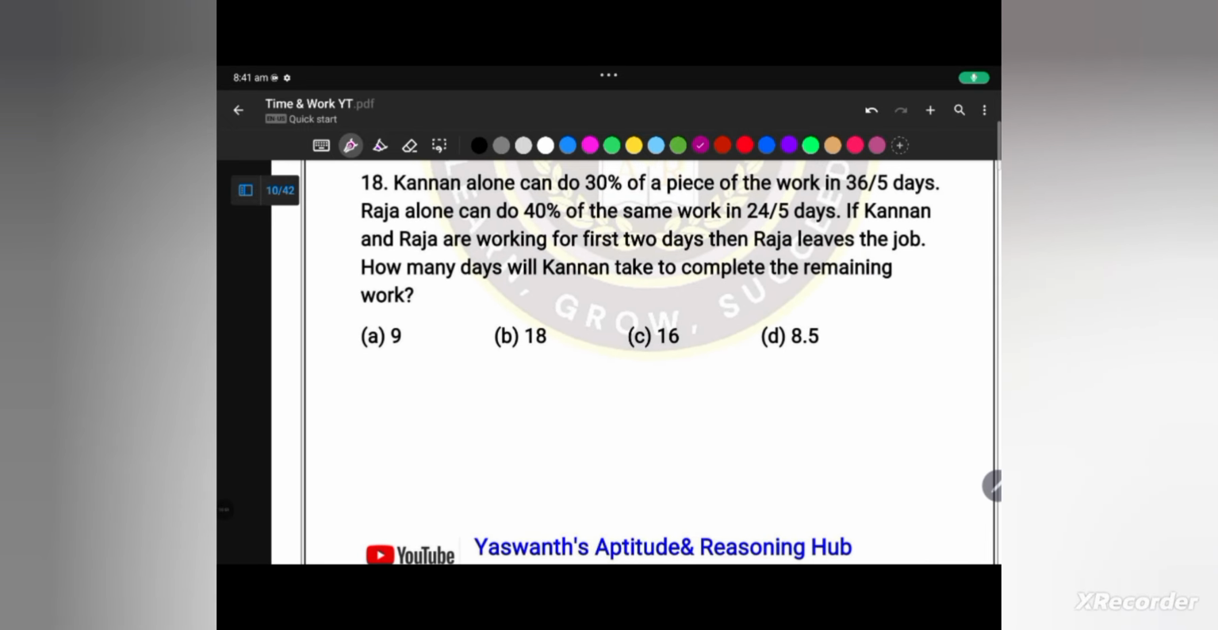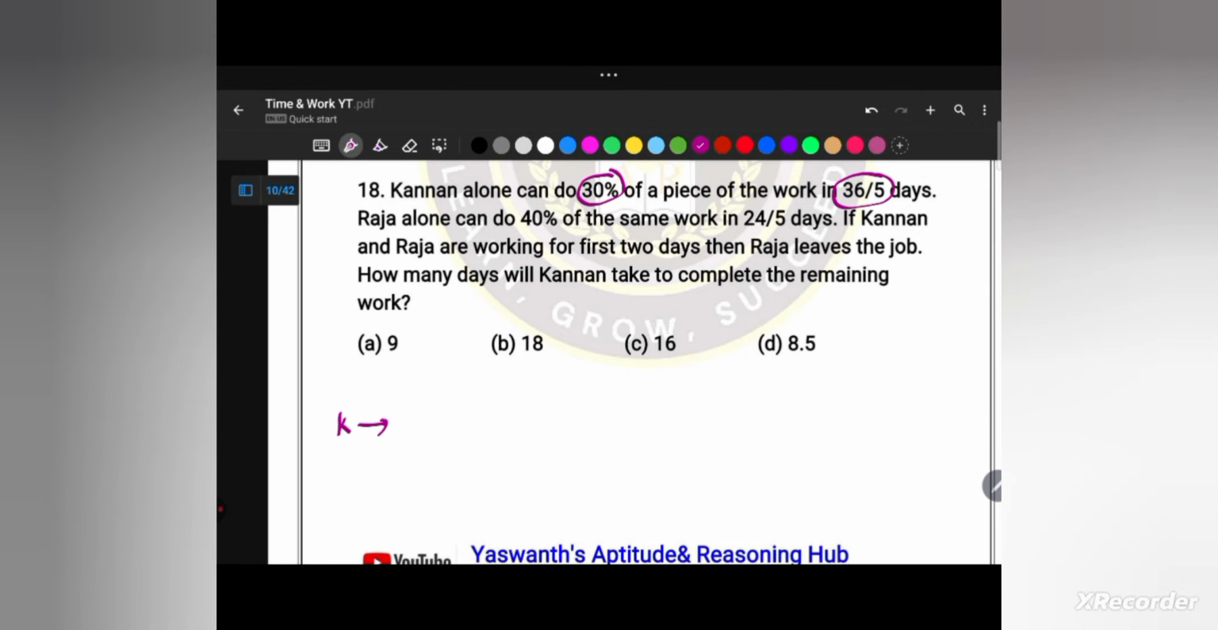The first statement: Kannan alone can do 30% of the work in 36 by 5 days. So we'll be finding how much time for 100%. That is 100 by 30 into 36 by 5. The zeros will be cancelled, and it will be 24. So Kannan will be taking 24 days alone to complete 100% of the work.